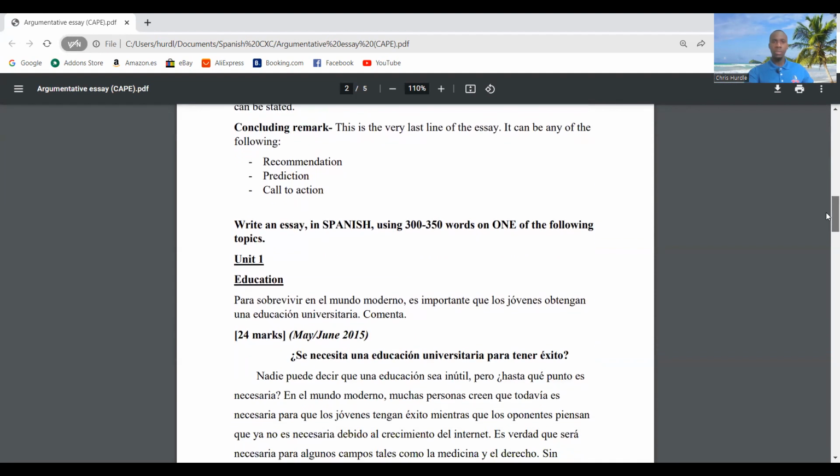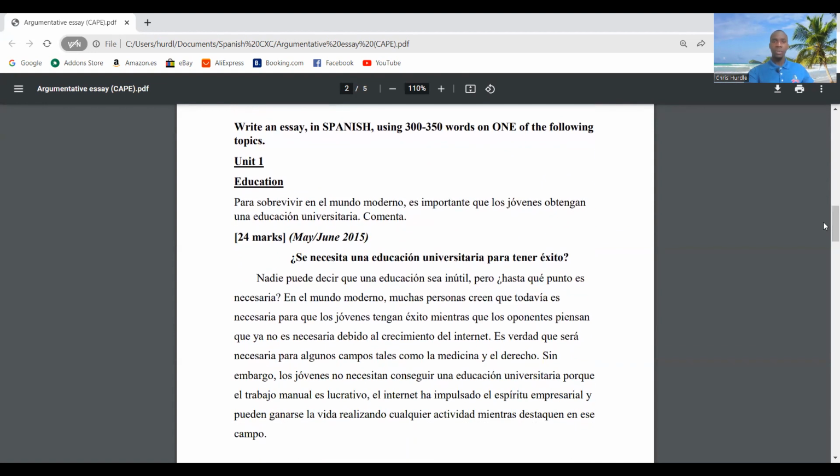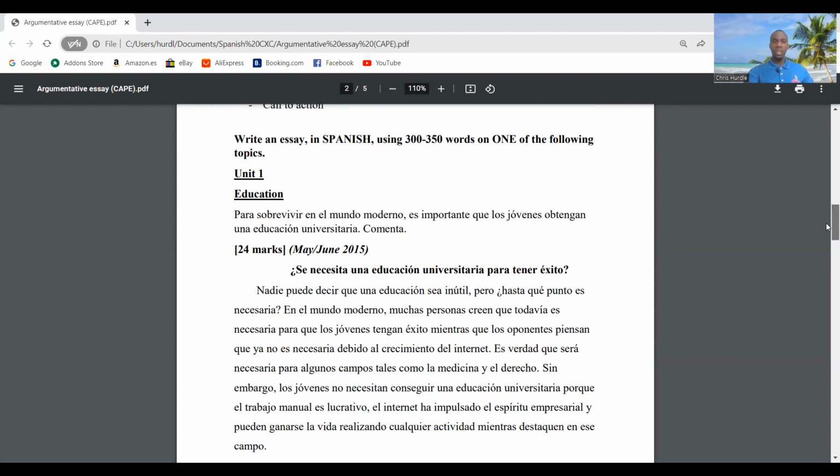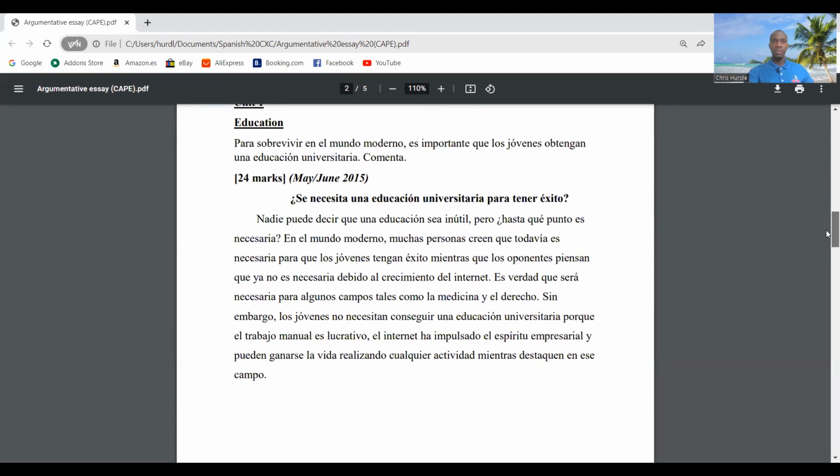So Unit 1, I would have chosen the topic of education. Para sobrevivir en el mundo moderno, es importante que los jóvenes obtengan una educación universitaria. Comenta. So, of course, I have to give my views on this topic. And this was taken from May-June 2015, paper 2.